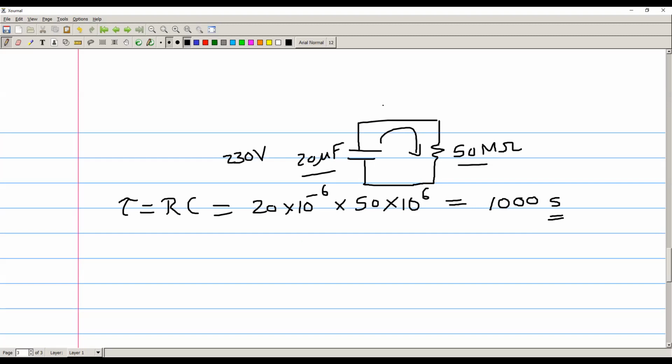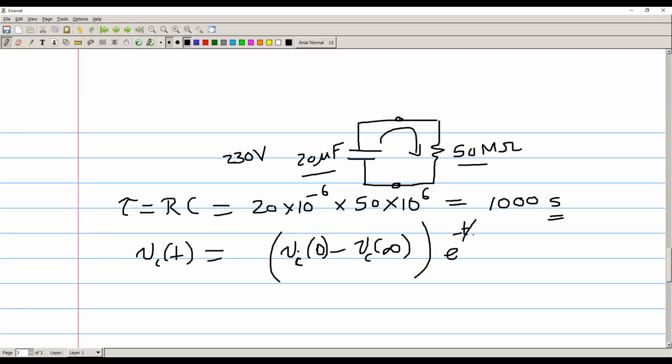So if I wanted to get the equation of the voltage across the capacitance here, we're going to go through the formula that we used before: V capacitor(t) = [V initial(0) minus V capacitor(infinity)] e to the minus t over tau plus V capacitor(infinity). Here V0 is equal to 230, and V infinity is what? 0.